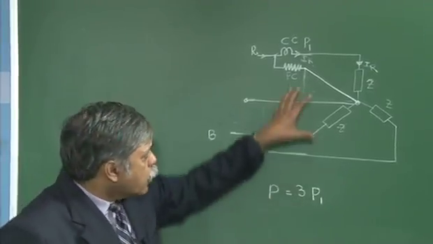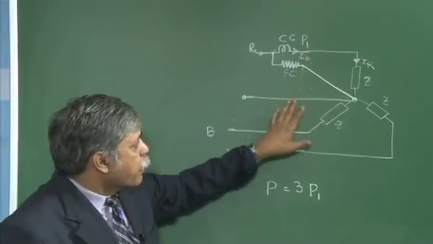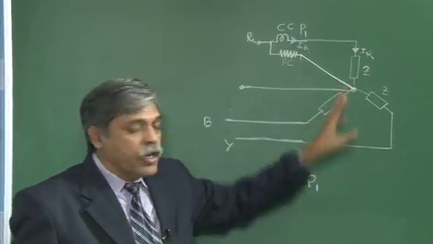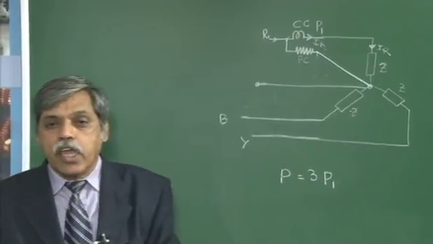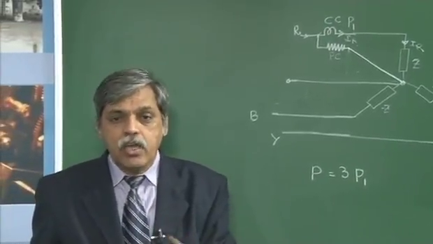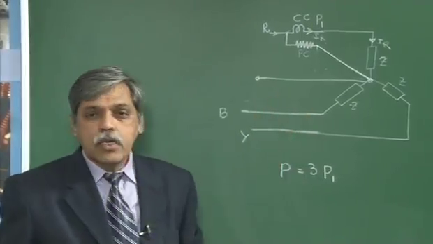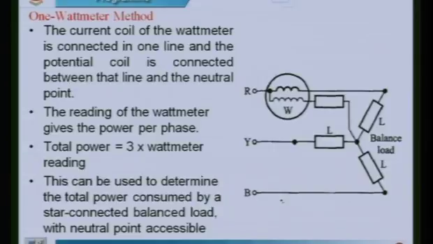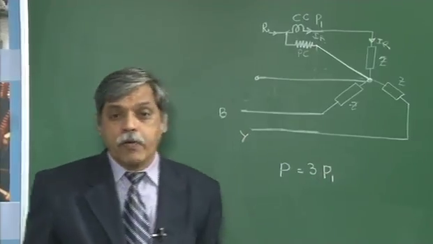If I want to use this method, my first requirement is all the 3 impedances in the load must have equal values, or we can say the load should be balanced. Then only I can use this single wattmeter method, and use this expression, total power is equal to 3 times P1.